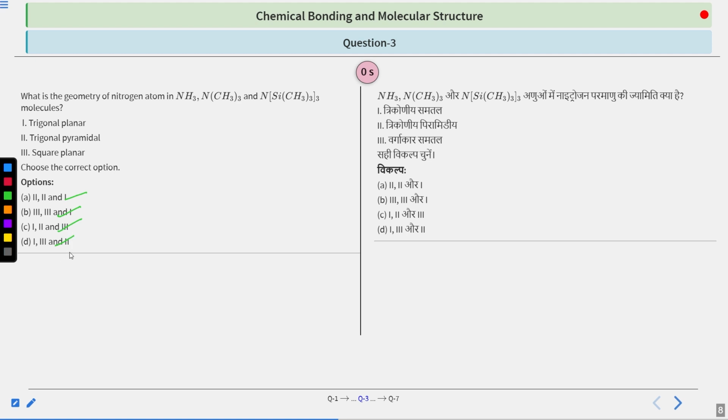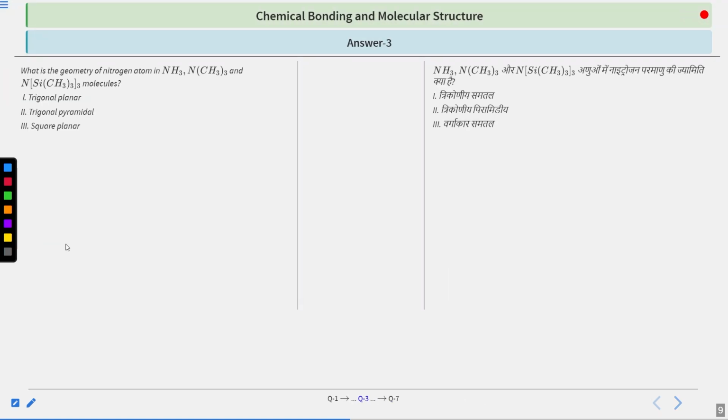Okay, now let us see the solution. We have to see what the geometry of the nitrogen atom is in these three compounds. First we have ammonia, second we have trimethylamine, and third we have the silicon substituted one, trisilylamine. There are three silyl groups attached to the nitrogen. So the correct answer is A first of all.